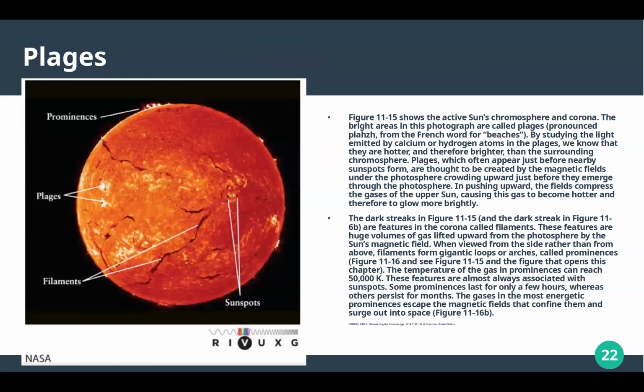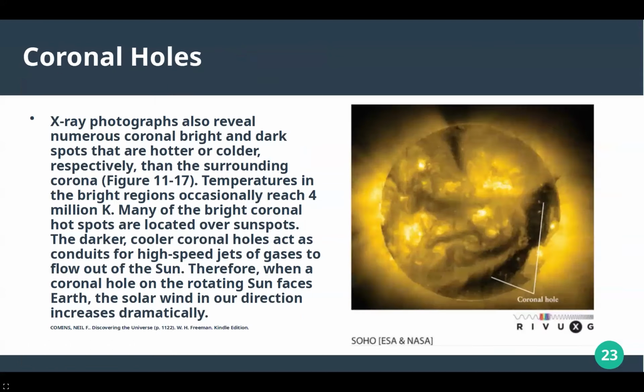These features are huge volumes of gas lifted upward above the photosphere by the sun's magnetic field. When viewed from the side rather than from above, filaments form giant loops or arches called prominences. The temperature of the gas in a prominence can reach 50,000 Kelvin. These features almost always associate with sunspots. Some prominences last for only a few hours, whereas others persist for months. The gases in the most energetic prominences escape the magnetic fields that confine them and surge out into space.